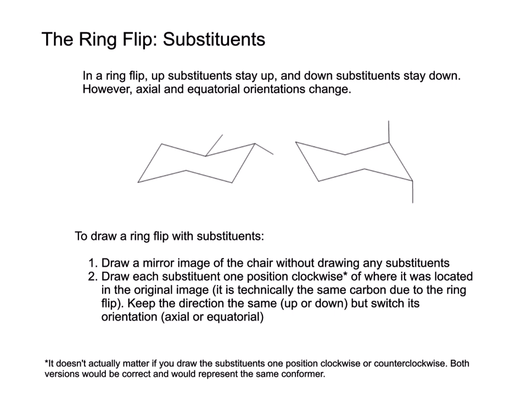This ensures that if you are on an up carbon, you're going axial up. And if you're on a down carbon, you're going axial down. And following similar logic, your equatorial positions are going to be correct as well. Now, I do want to point out that it doesn't actually matter if you draw the substituents one position clockwise from the original or one position counterclockwise. Both versions would be correct and would actually represent the same exact conformer.